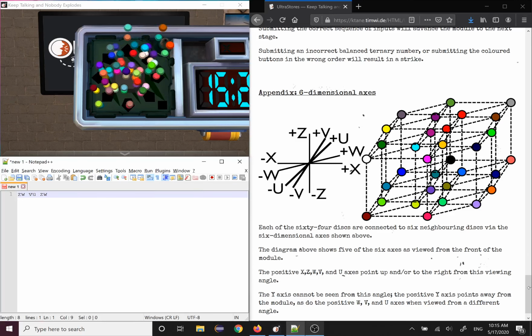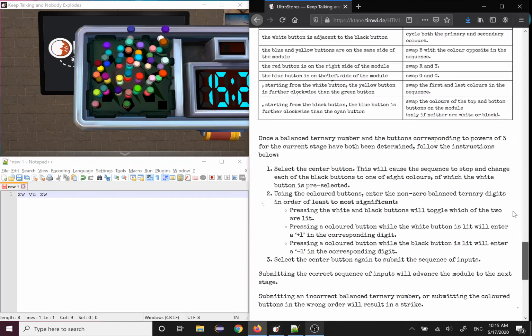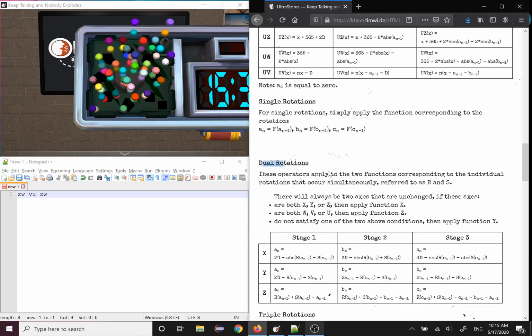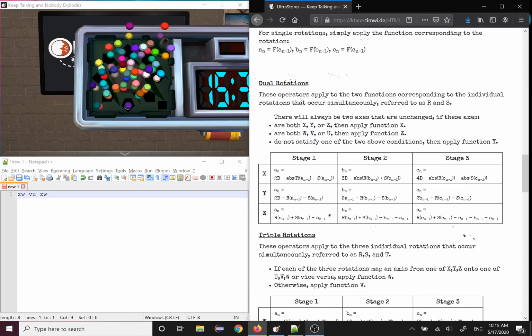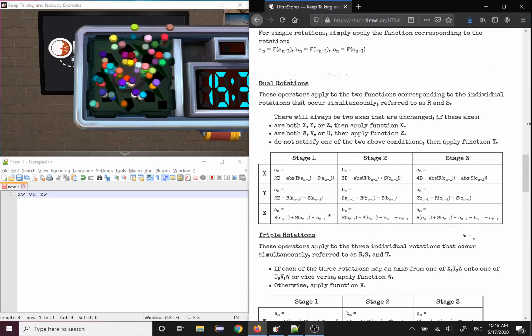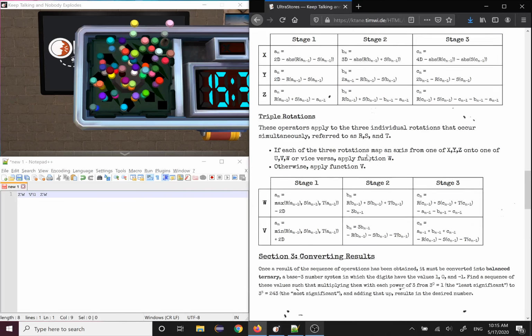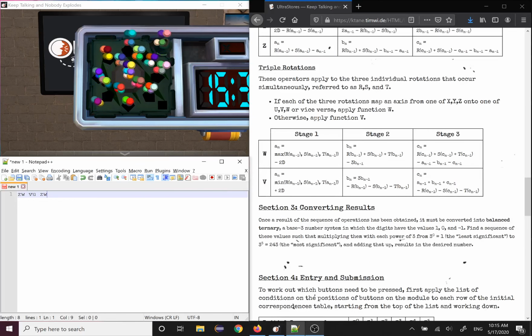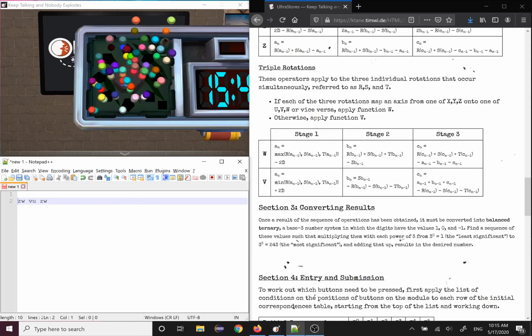This will not always be the case. You do sometimes get dual or even triple rotations that occur simultaneously, and you do need to watch out for that. However, since we do have this now, we will go on to the calculations.